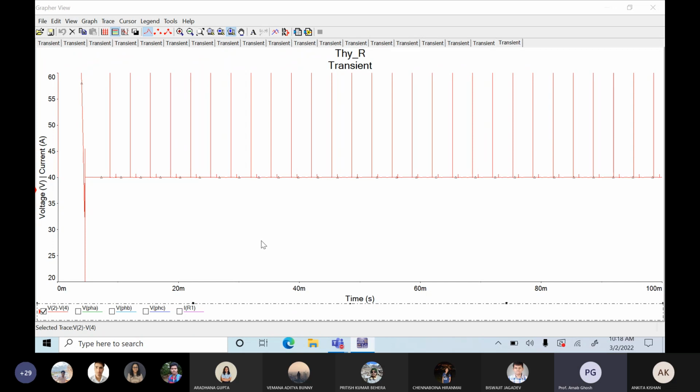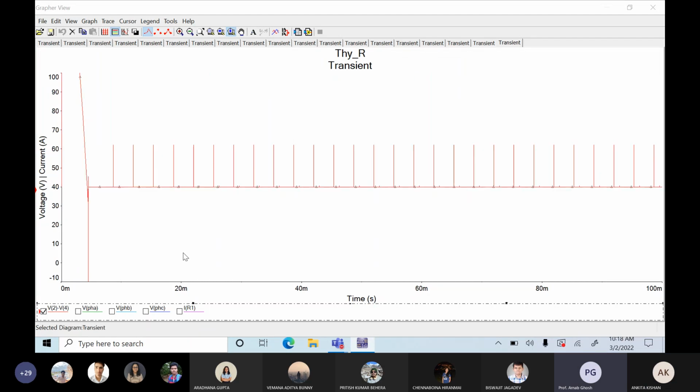Did you understand that waveform? Why is it coming like that? Samajh mein aa raha hai? Why does that output waveform look like that? Why are the spikes there? Ankita. What happened? Did not understand the waveform. So how do you know that the waveform is correct or wrong? How do you know that waveform is correct or wrong? Just one moment.